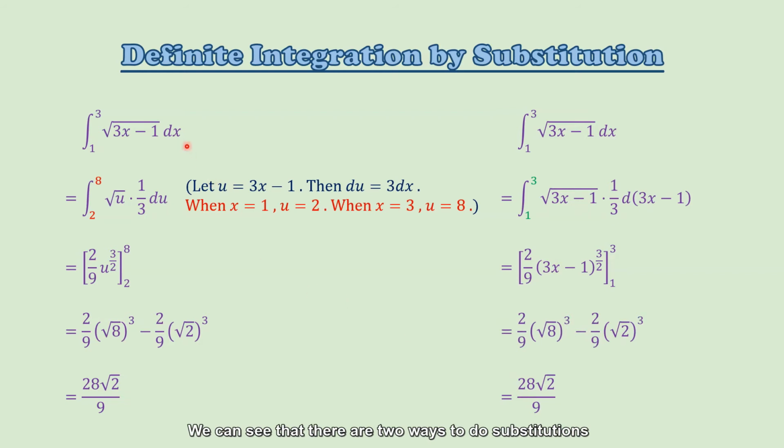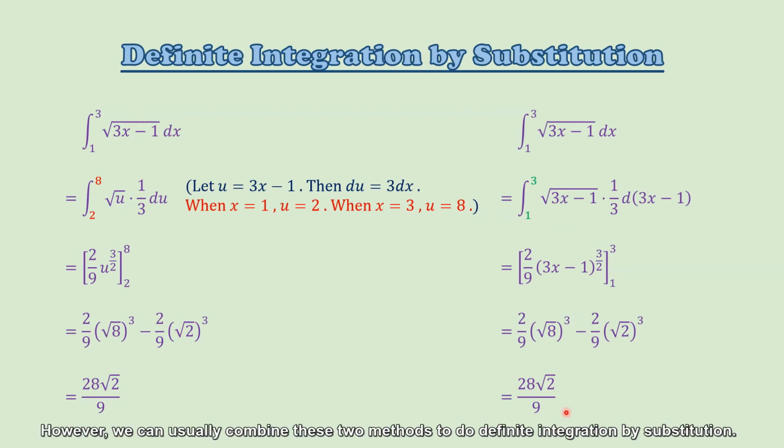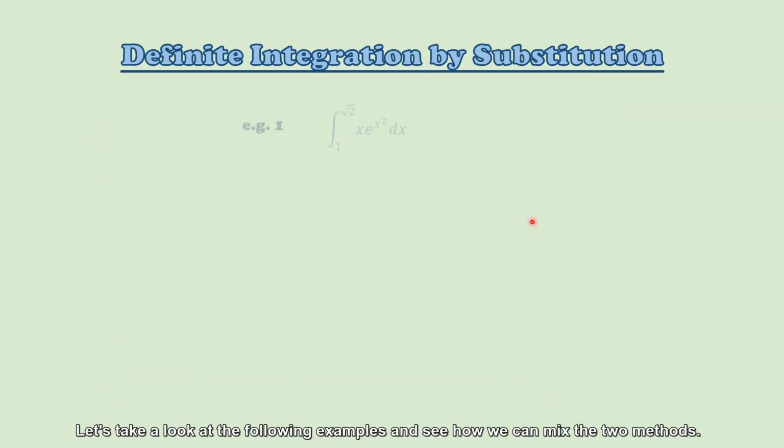We can see that there are two ways to do substitutions. One is to define a new variable, and the other way is not to define a new variable. However, we can usually combine these two methods to do definite integration by substitution. Let's take a look at the following examples and see how we can mix the two methods.